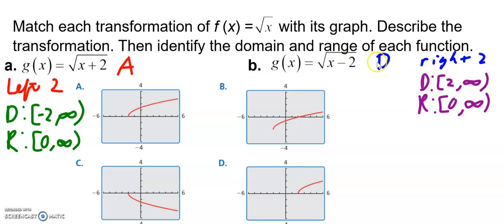For B, this matched with graph D. This shifted 2 to the right. So now the domain is +2 to infinity, again bracket on the 2, and the range is 0 to infinity, still bracket on the 0.